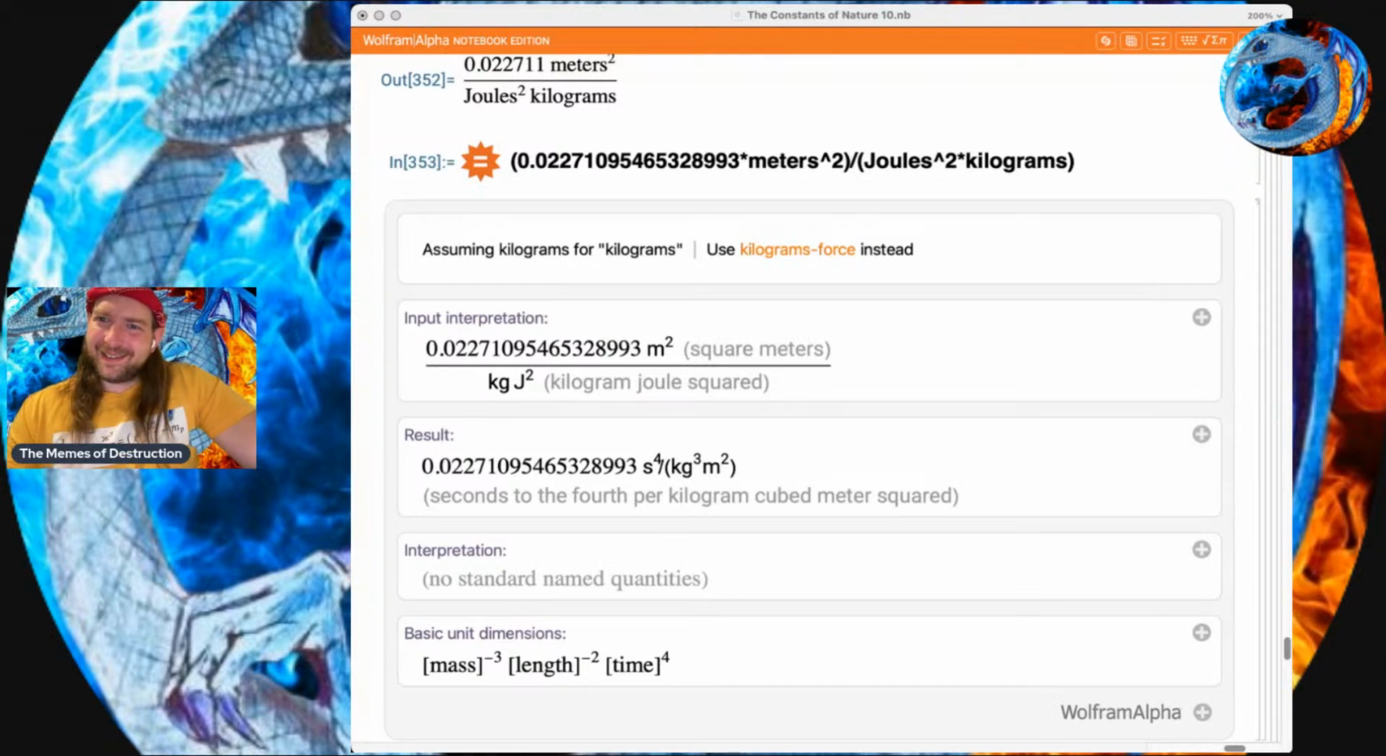Because I need to go to abscirc. Length and then time 4. That's a unit? Abscirc. Hold on. No, it's too much effort to share. I'm sorry.